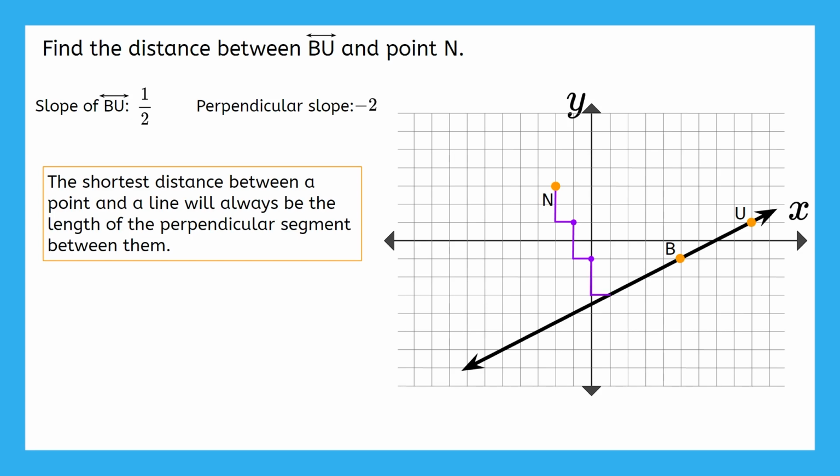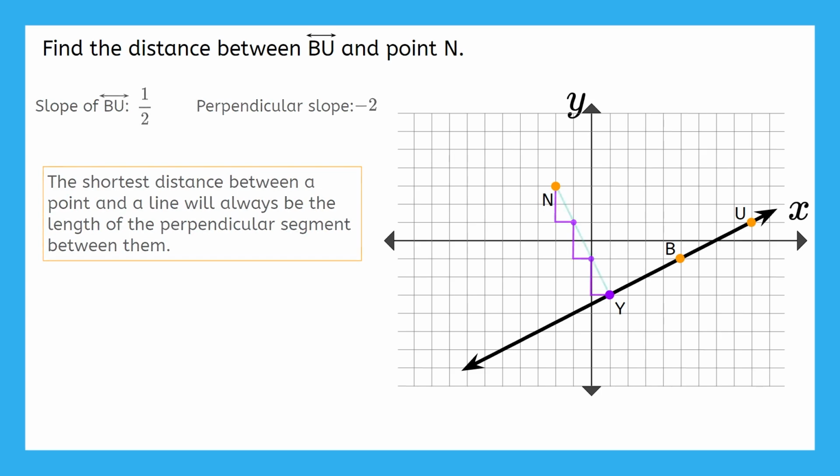We'll just keep going until we hit line BU. And here's our intersection. Let's call this intersection point Y. You don't need to name any points that you add to your diagram, but in our case, it's going to help us be able to talk about it more easily.